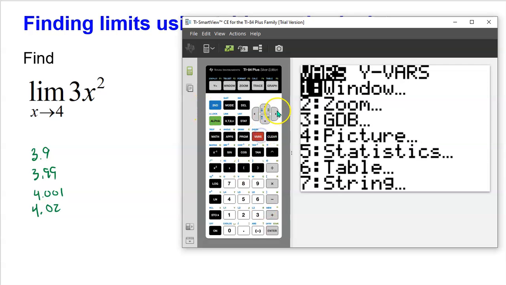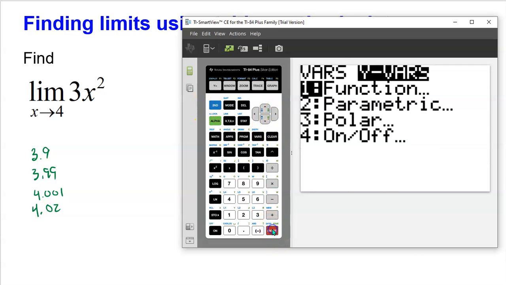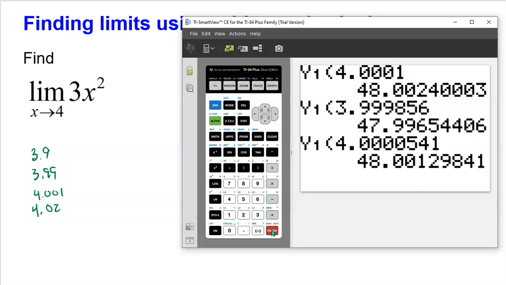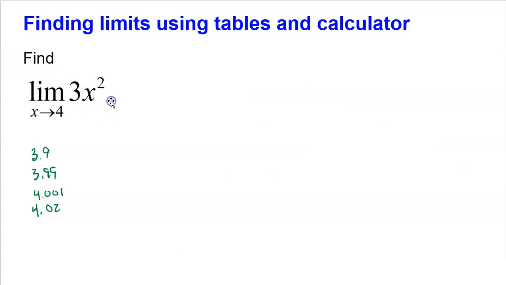And same thing if I go to the other side and say, okay, let's see what happens at 4.0000541. Again, nobody really ends up doing this. I'm just trying to show you guys that you can really pick any number you want. You say, wow, that's really close to 48. So we make the conclusion that it looks like the limit is 48. From one side to the other side, I was getting really, really close to 48.